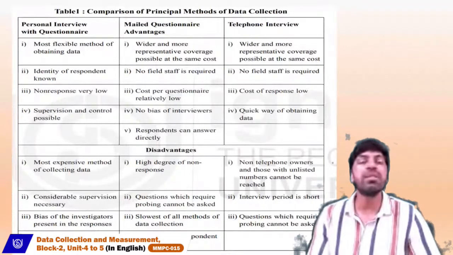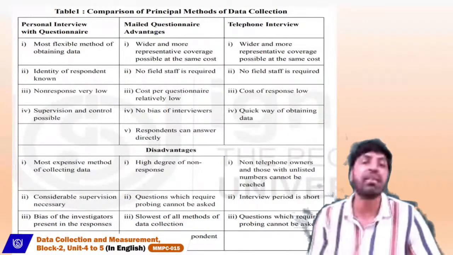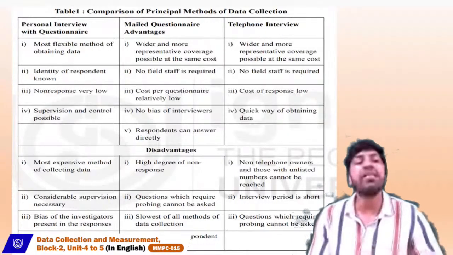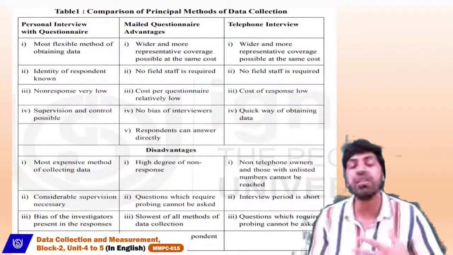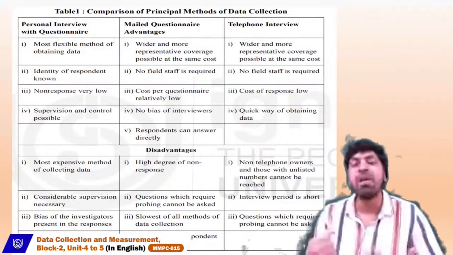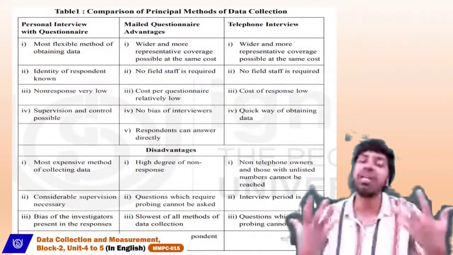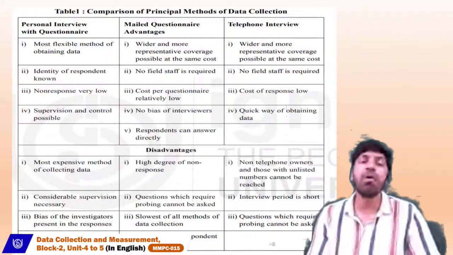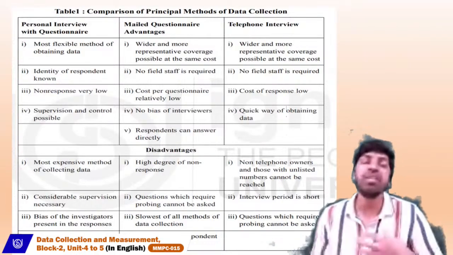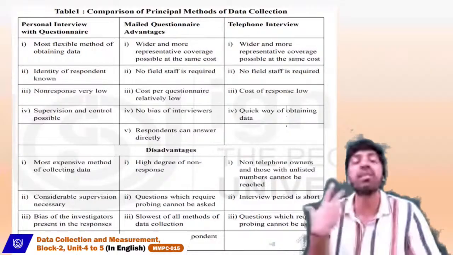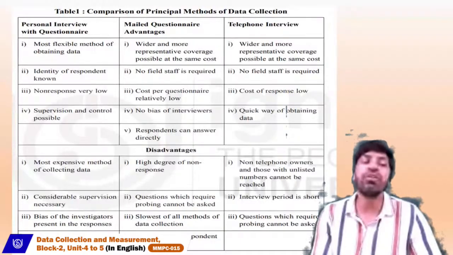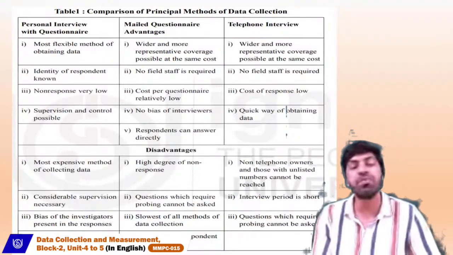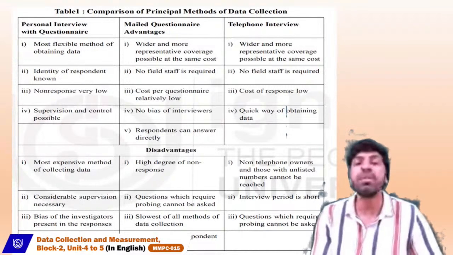So when we talk about the personal interview with questionnaires, it is one of the most flexible methods of collecting the primary data. The identity of the respondents is almost known, because after all it's a face-to-face interaction, so we get to know who is actually coming for an interview. Non-response is very low, because with a face-to-face discussion the response rate is quite high as compared to the mail and telephonic interviews. Supervision and control is absolutely possible when you have an interview personally.